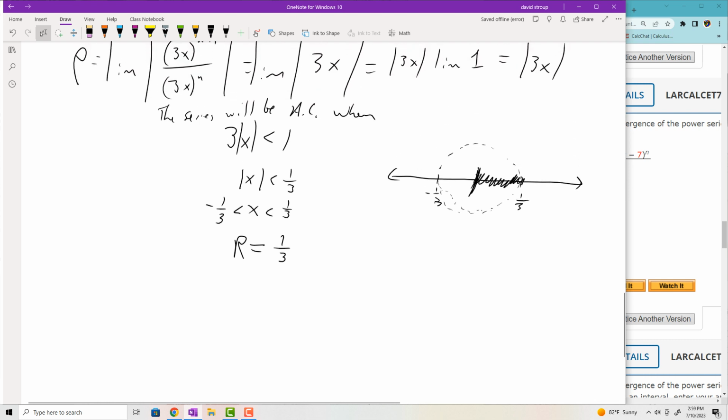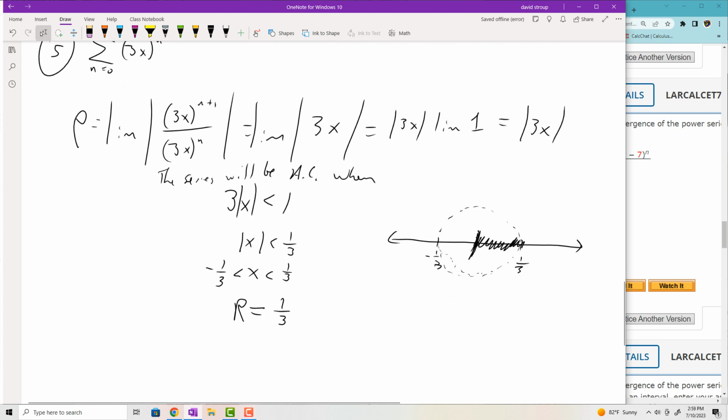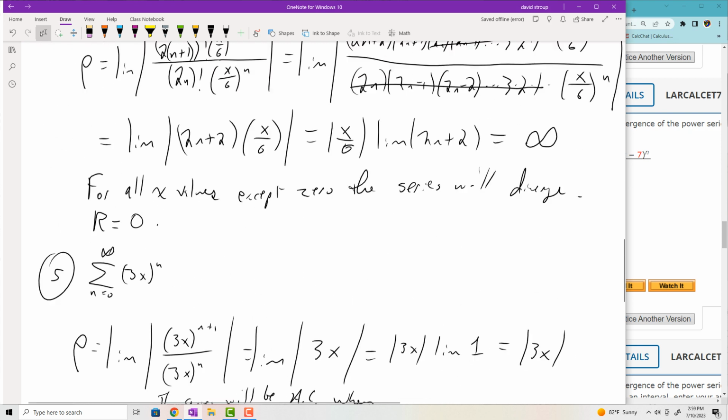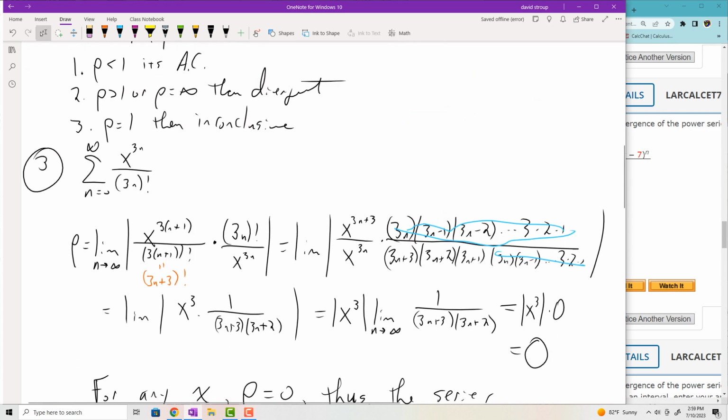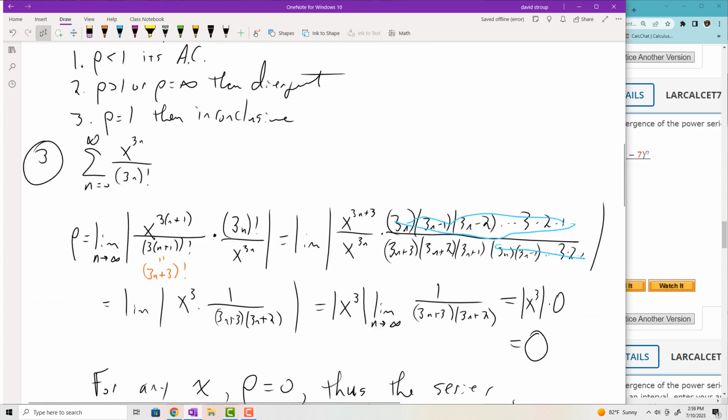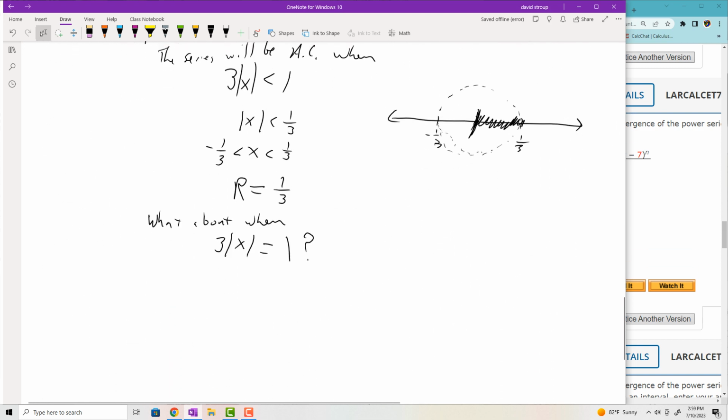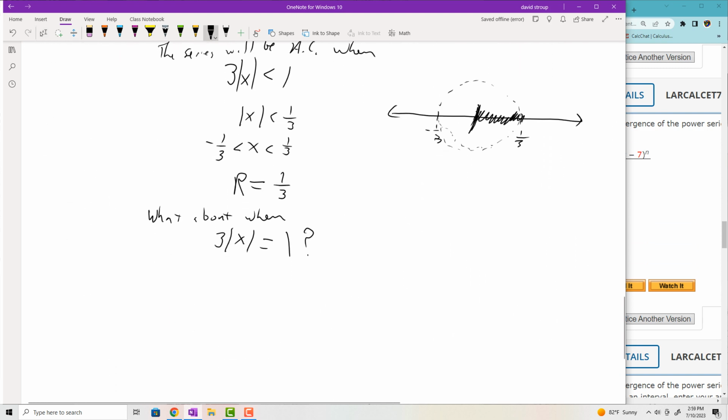The interval of convergence is troublesome, right? Because at those endpoints, negative 1/3 and 1/3, that's going to be basically where this thing equals 1. And we know from the ratio test that's trouble. Rho is 1, that's inconclusive. Okay, so what we need to do then is to go and check those two endpoints, and this is the bummer.